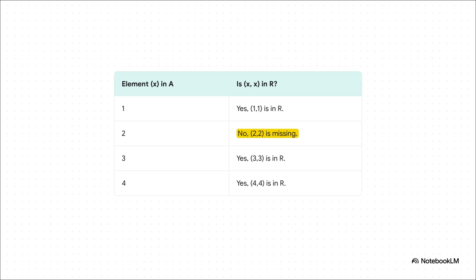Let's run the checklist, kind of like we're detectives. For the number 1, do we have the pair 1,1 in our relation? Yes, we do. Check. For 3, we see 3,3. Good. For 4, we see 4,4. Great. But hold on. Look at the number 2. We search our list of pairs for 2,2, and it's just not there. It's missing. That's our big clue.